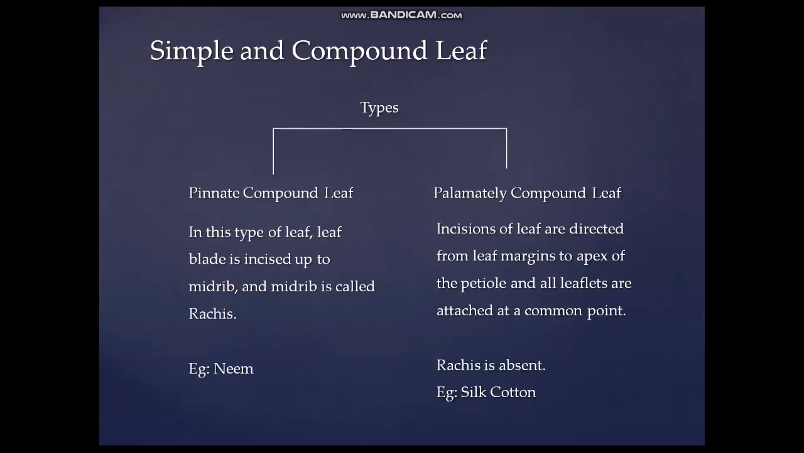In case of pinnate, the leaf blade is incised up to the midrib, and now the midrib is called rachis. Example is of neem, acacia. In case of palmate, incisions of the leaf are directed from the leaf margin to the apex of the petiole and all leaflets are attached at a common point. Over here rachis is absent. Example is of silk cotton.